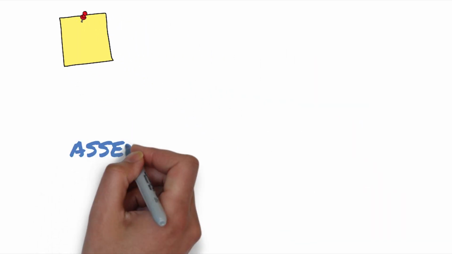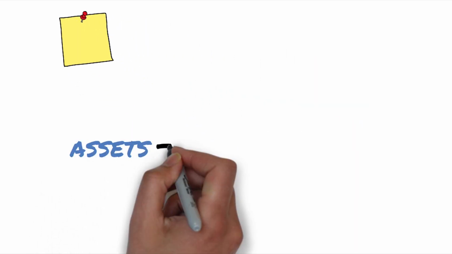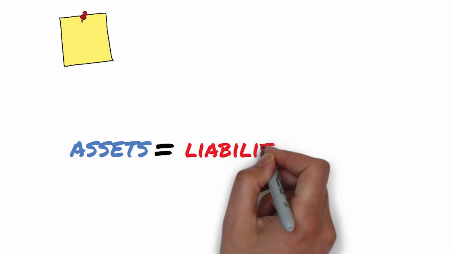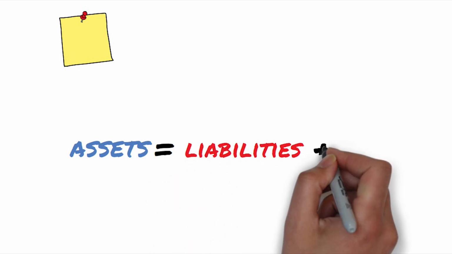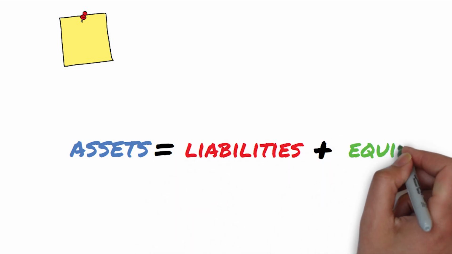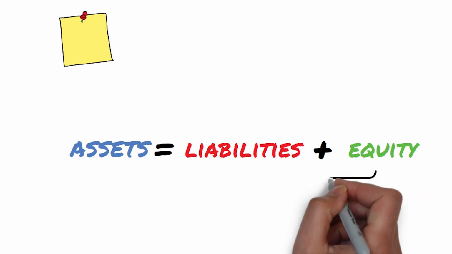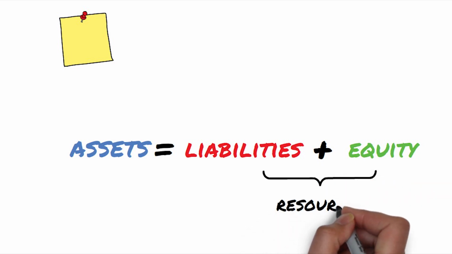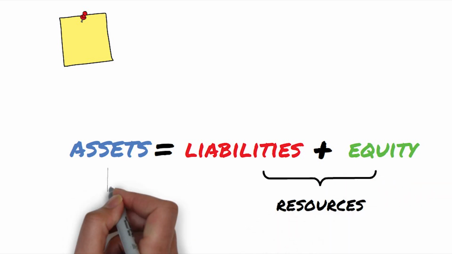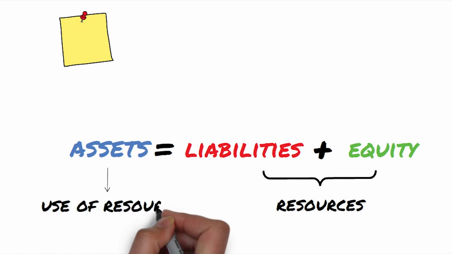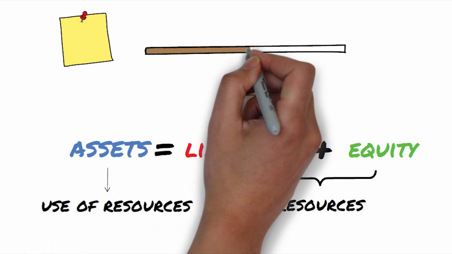The key thing to remember here is the fundamental accounting equation: assets equal liabilities plus equity. This means that a company's assets are financed by its liabilities and equity. Said in another way, liabilities and equity provide the cash, the resources that are used by the company to purchase the assets.